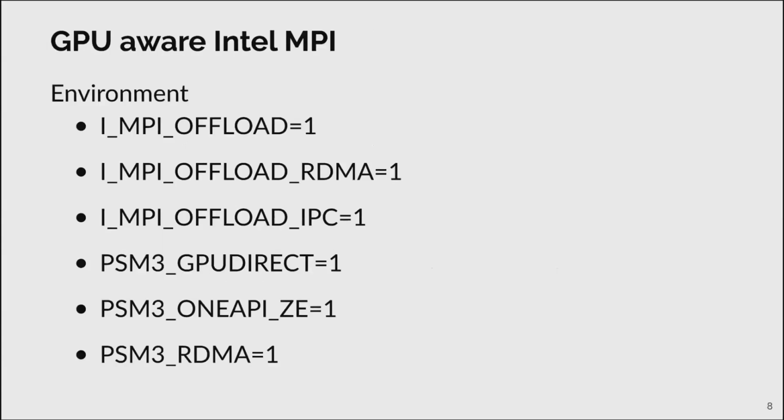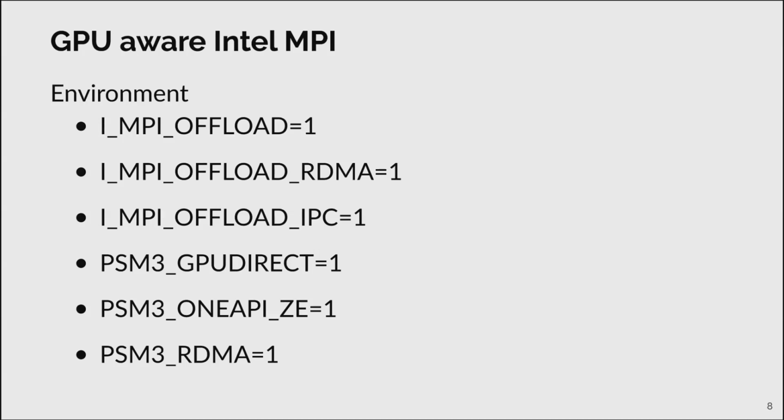So it is just not enough to have a provider. It has to be configured to be able to be used on the Intel GPUs. So here is the list of potential environment variables which are of potential interest. Some of them are for the Intel MPI. Some of them are for the provider.